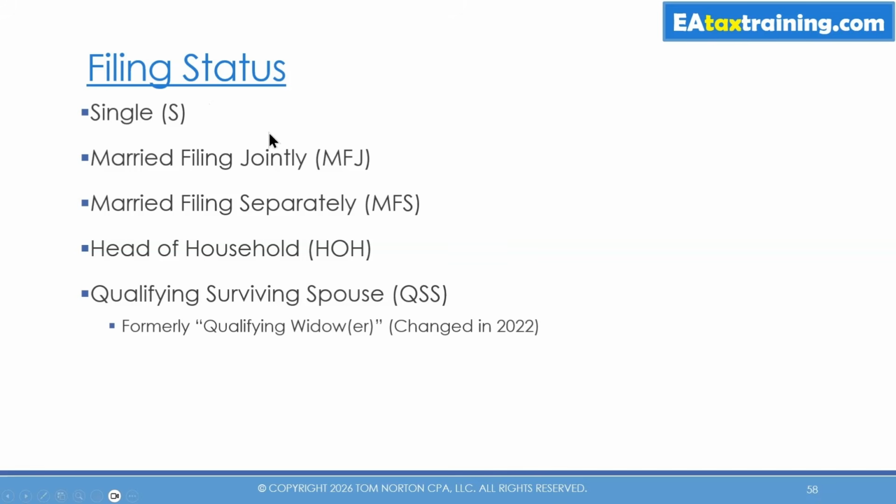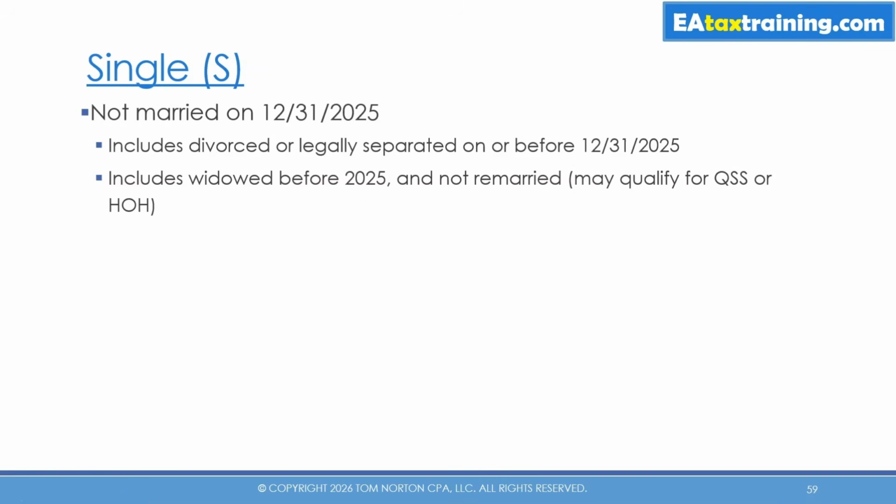Also, these abbreviations, S for single, MFJ for married filing jointly, etc., get used to those. It's a lot easier to put that than to type out the whole thing on these slides. So as we go through the course, you are going to see these, and these are what they mean. So make sure that you are familiar with them and know what we are referring to. So let's talk about each of these.